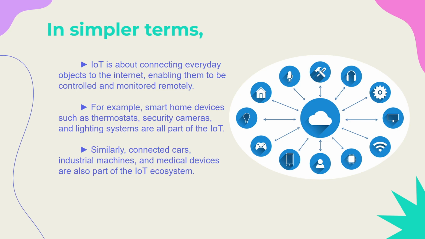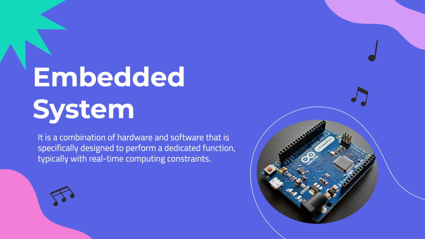For example, smart home devices such as thermostats, security cameras, and lighting systems are all part of the IoT. Similarly, connected cars like automatic cars, and industrial machines and medical devices are also part of the IoT ecosystem.